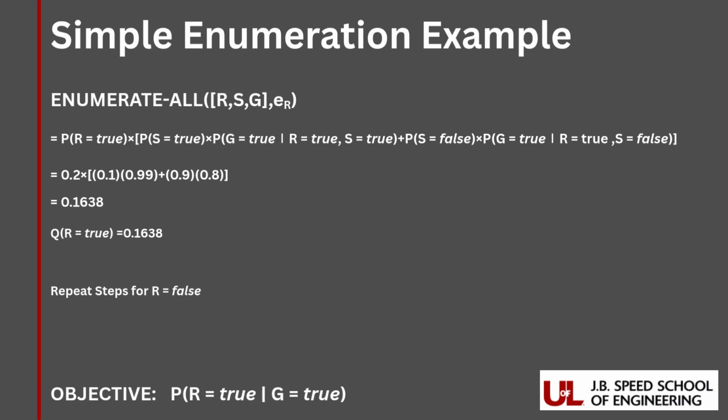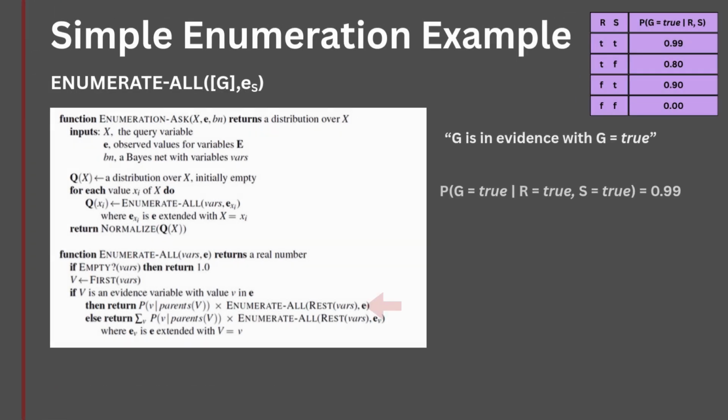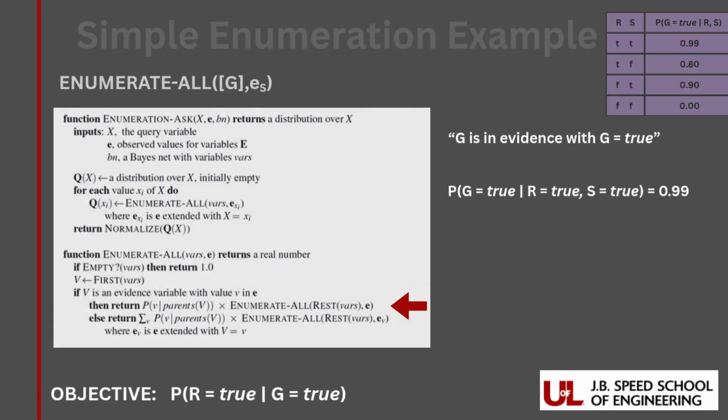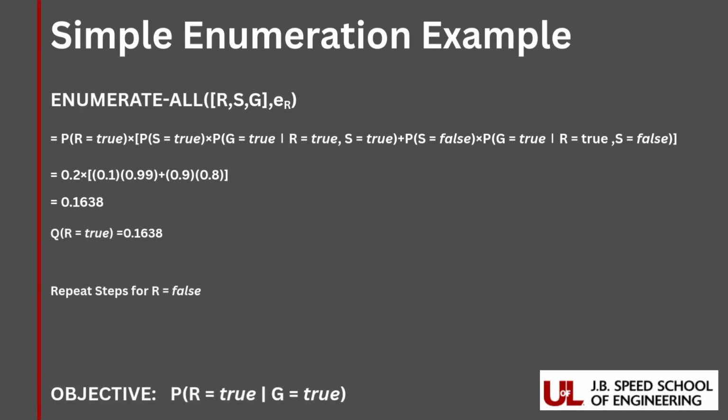And in our example, we are simply recalling enumerate all each time. But in that first step that we did, we started off with 0.2 times enumerate all, and then each of our follow-up values with the product of each other. And so that'll give us Q of R being true equal to 0.1638.